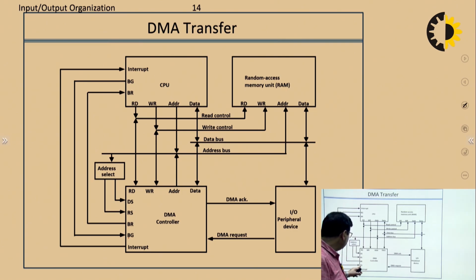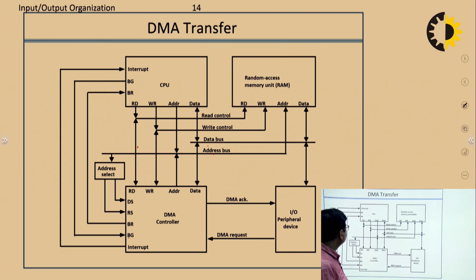it will send the bus request to the CPU. It means DMA asks the CPU that I need the bus control. Please give me the control of the buses, because the read, write, address and data buses are all commonly connected with the DMA and the CPU. Read control, write control, data bus, address bus, all are connected to both.